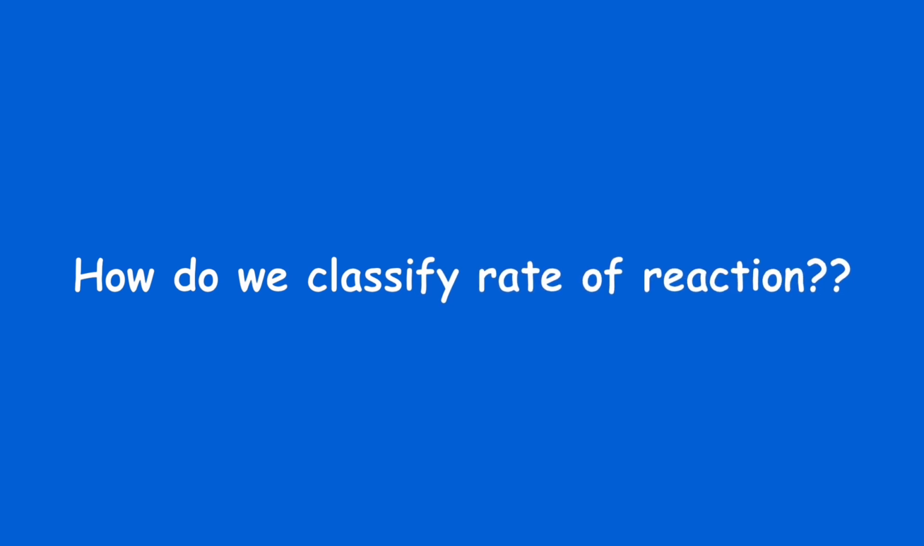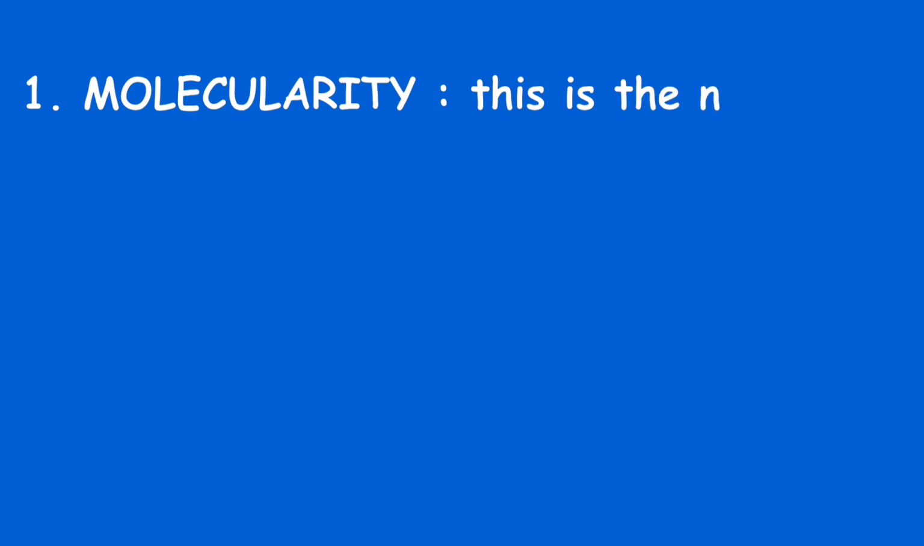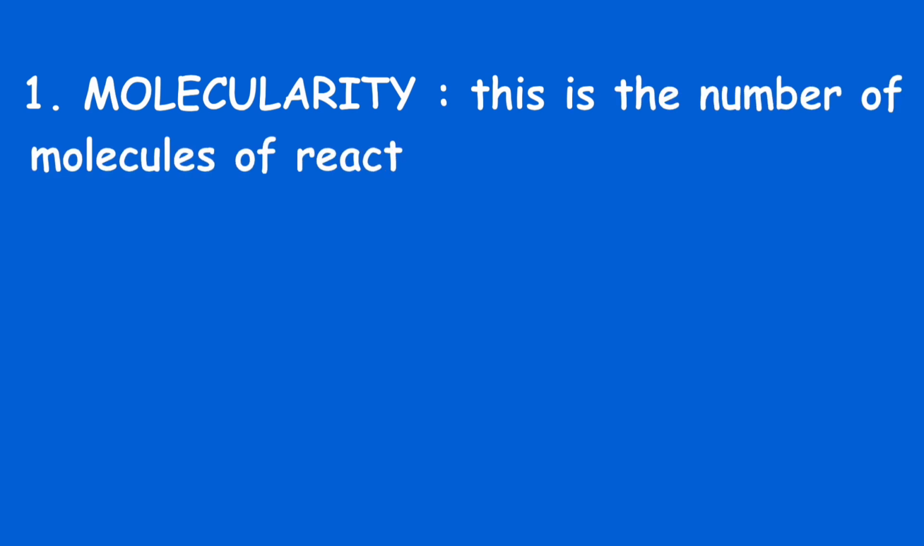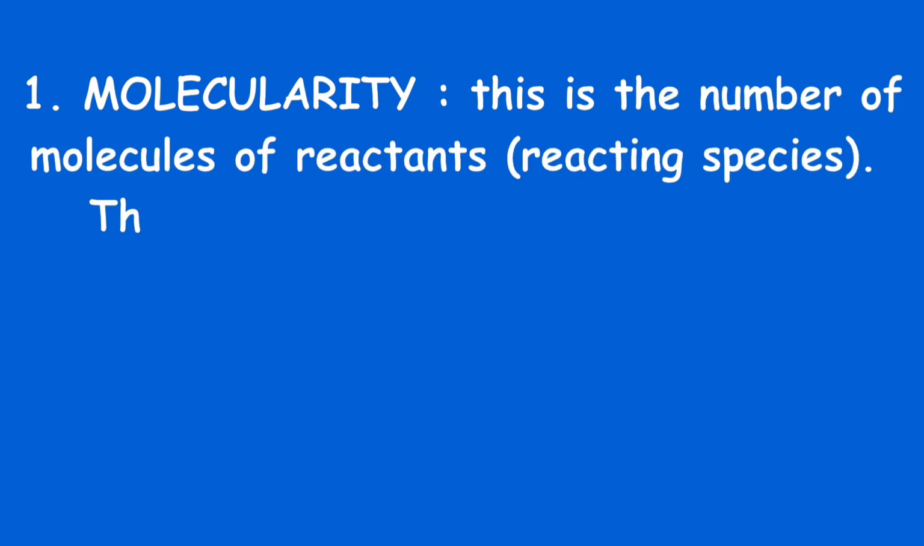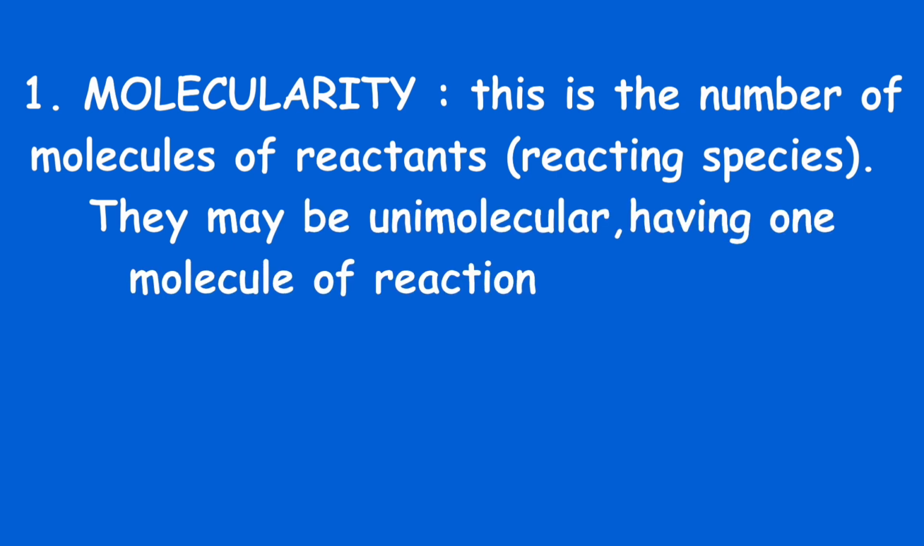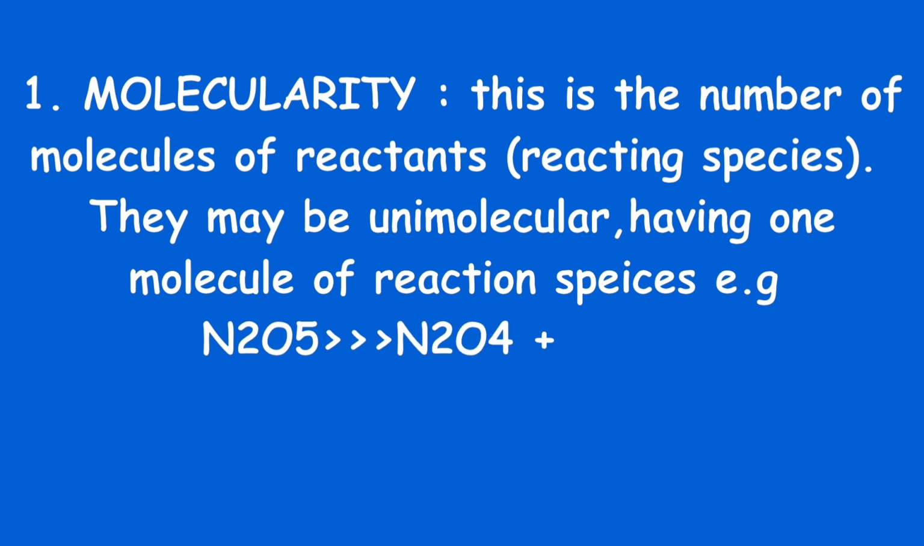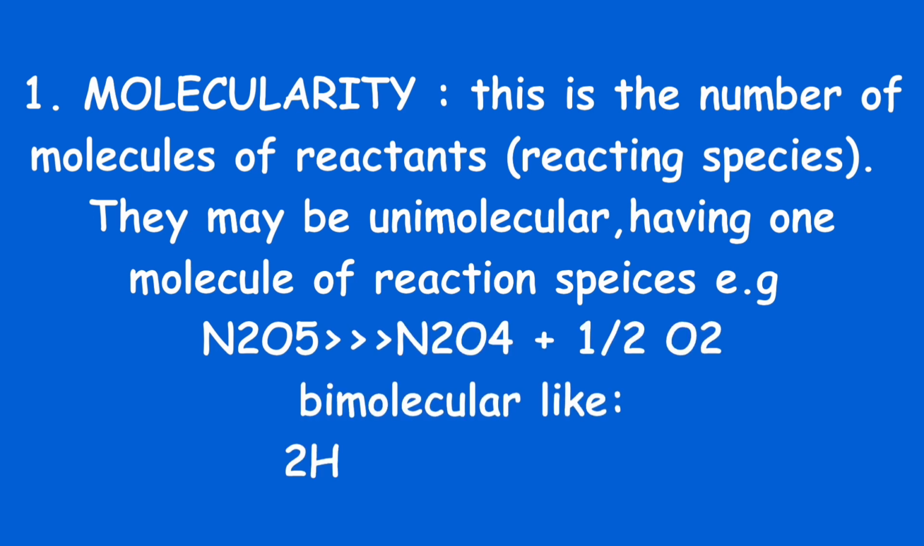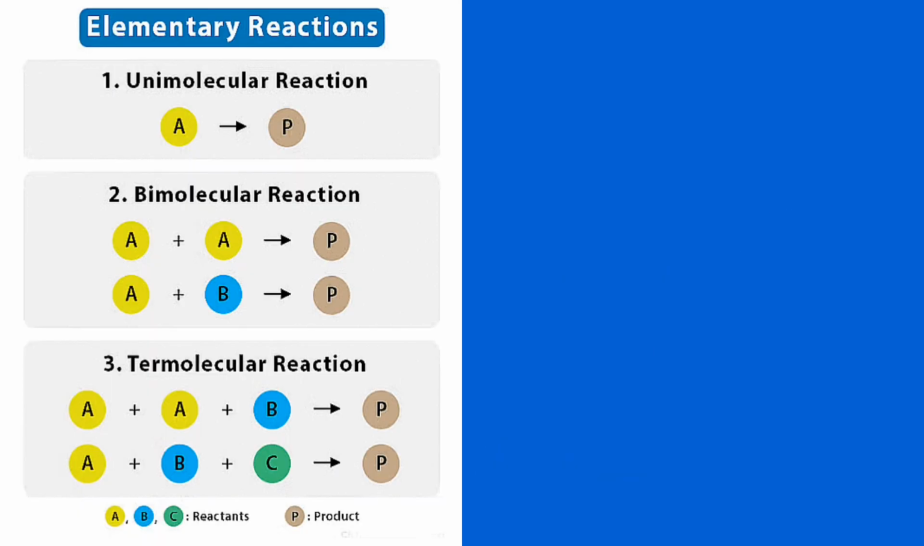Now, how do we classify rate of reaction? We can classify them in two ways. The first one is molecularity. This is the number of molecules of reactants or reactant species. They may be unimolecular, which means having one molecule of reacting species, like the reaction below, bimolecular, like the reaction of hydrogen iodide below, or termolecular, using molecularity to classify the rate of reaction.